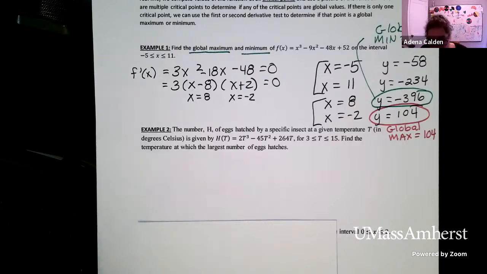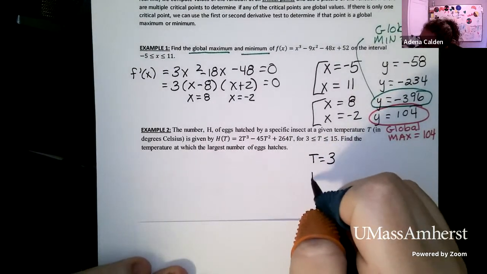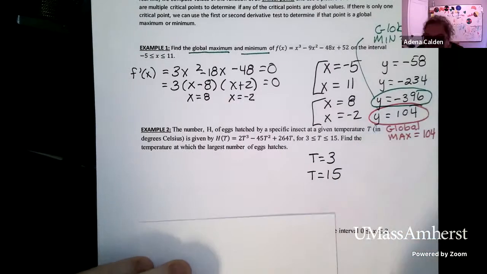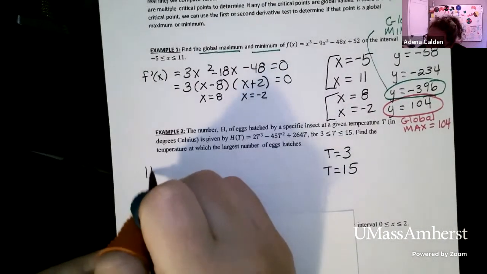Okay. So again, we need critical points and endpoints. We have our endpoints here. So we have t equals 3 and t equals 15. So that starts our list. Now to find our critical points, we need to set the first derivative equal to 0.